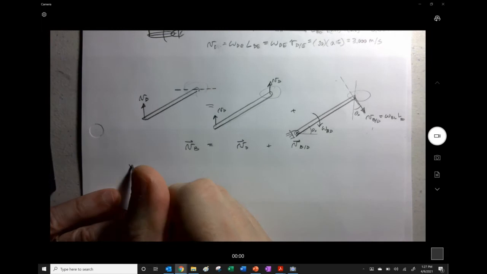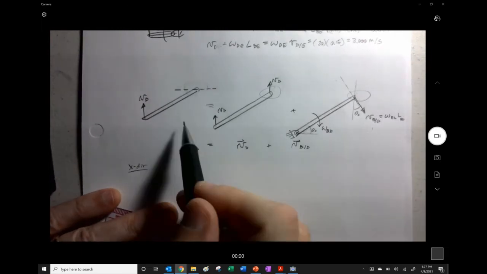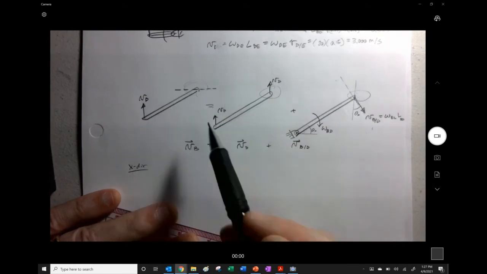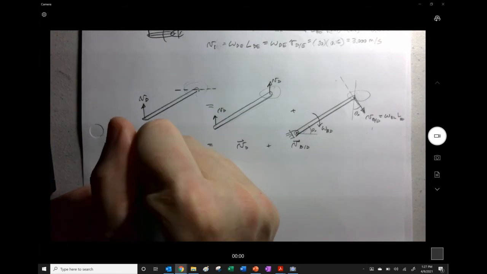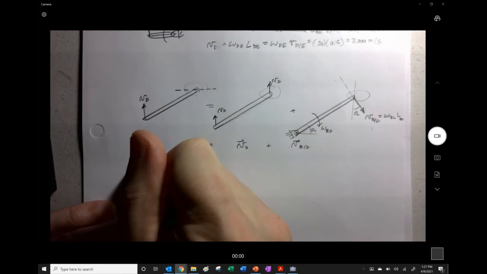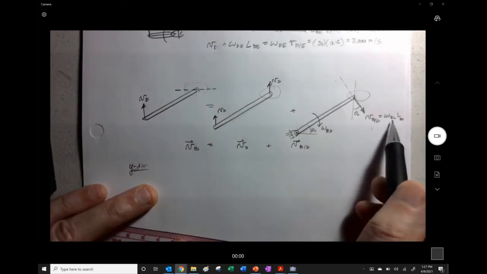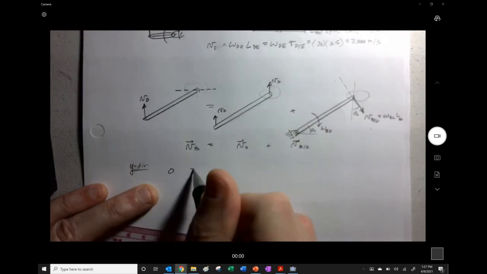I can write this out in my x direction. I could break out this equation in the x direction while looking at this right here. But actually, let me change my mind. I notice that this is 0 in the y direction, and I'm going to use that because that's going to help isolate what my omega is. So in the y direction, we write 0.